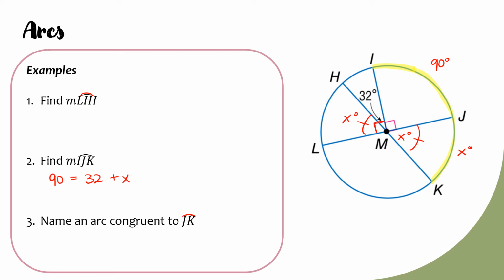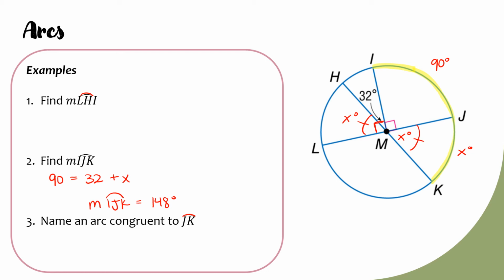Okay, so we'll take x and add it to 90 degrees, and we'll find a total for the measure of arc IJK. It's 148 degrees. We're using degrees here.